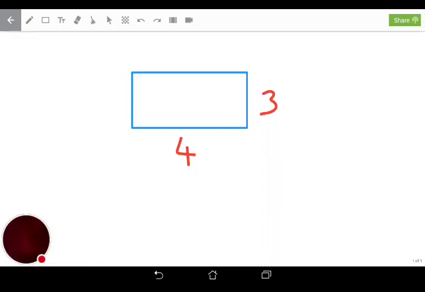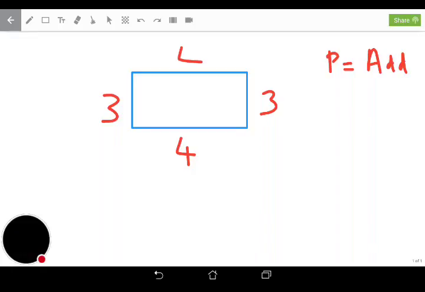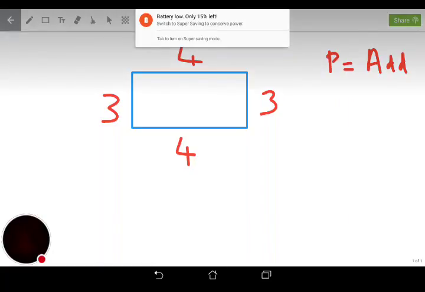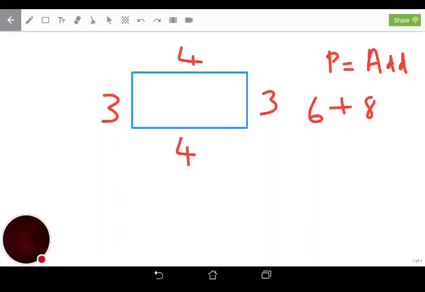Now when you're working out the perimeter, I'll put P for perimeter, what you do is you add everything together. But it's not just a matter of 3 plus 4, you also have to make sure that you add the missing sides. So I'm going to go 3, add 4, add 4. When I add all those together, 3 add 3 is 6, and 4 add 4 is 8, which gives me 14.